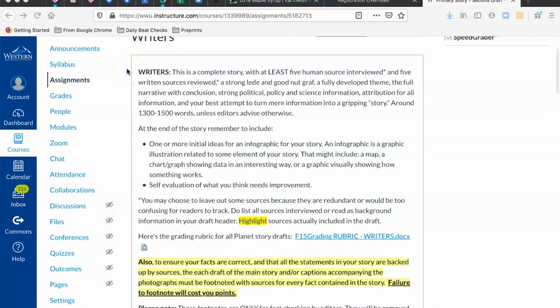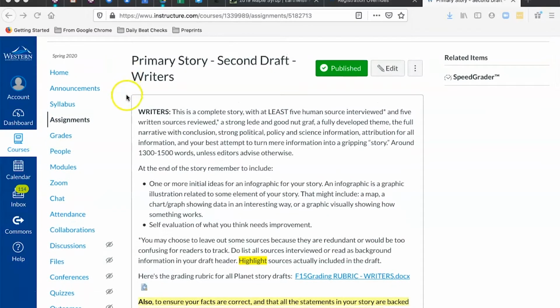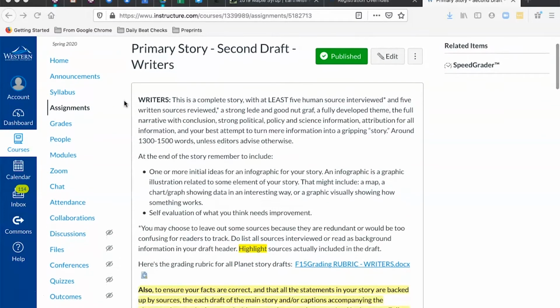Writers, here we are at the Canvas assignment page for the second draft. Most of this I've already discussed with you, but I just want to highlight a few things. At least 5 human sources interviewed, 5 written sources reviewed. This draft should be 1,300 to 1,500 words long.